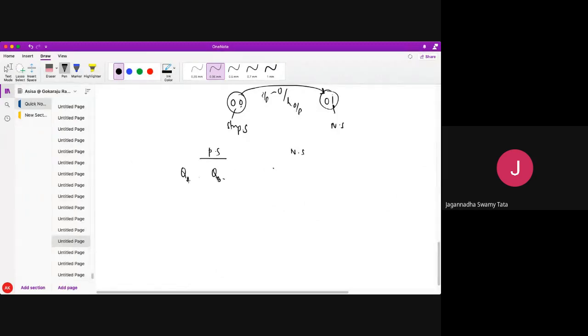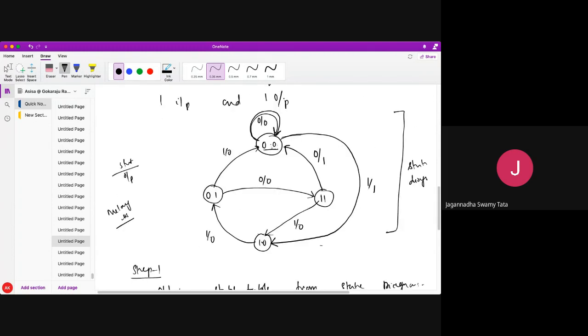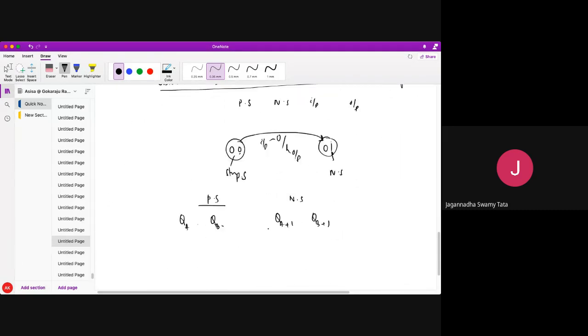So here we can come to know that the present state qa qb goes to qa plus 1 qb plus 1, and at that time it has some input. What is the input? Either input is 0 or 1. If input is 0, it is staying in the same state. If input is 1, it is going to the next state. Are you getting, students? That only I am going to retrieve over here.